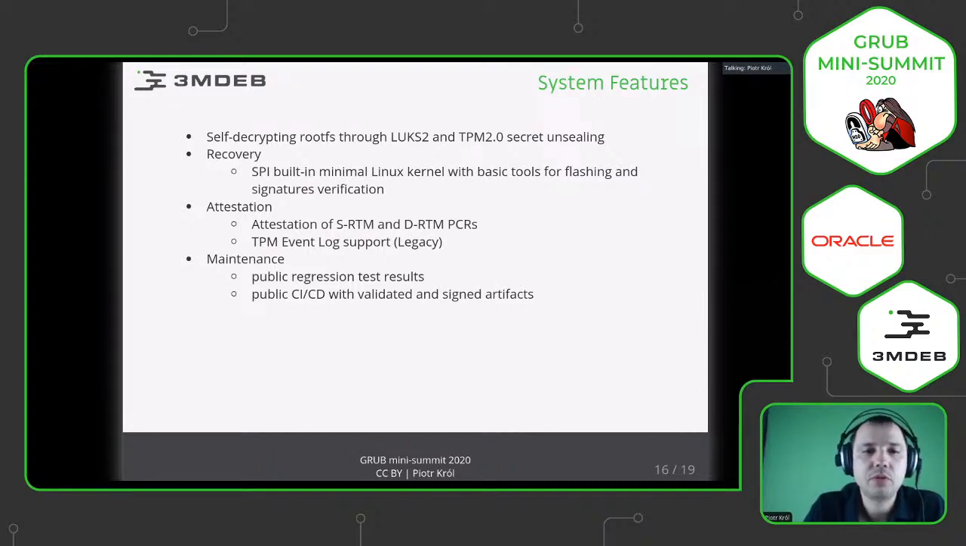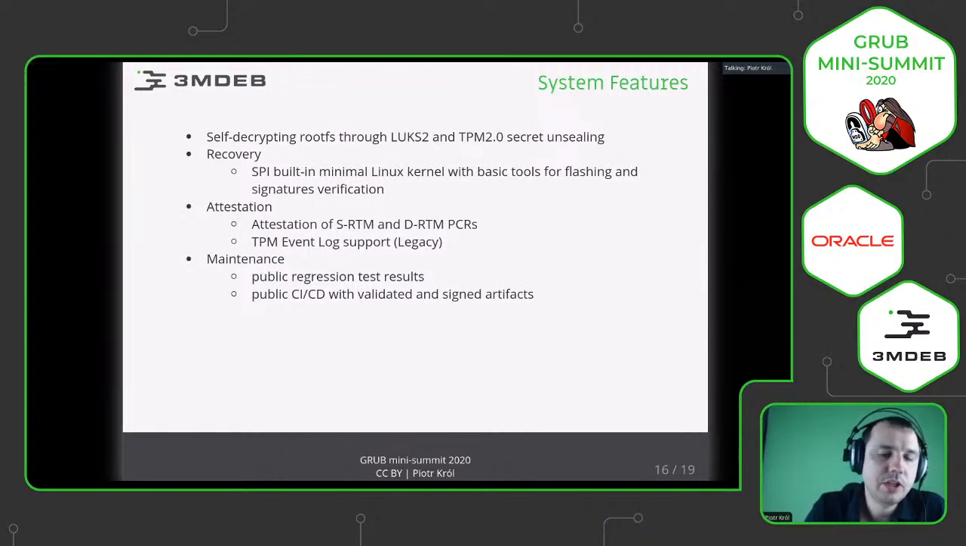And there is support for attesting both SRTM and DRTM PCRs, but of course it's up to the user which PCRs should be used for attestation. And right now for legacy, we have TPM event log support, so we can see how the given components of the system were measured. We can replay that and see if we will get the same measurements using the same binary components if we really care about it. There is a need to support that for UEFI systems, of course.